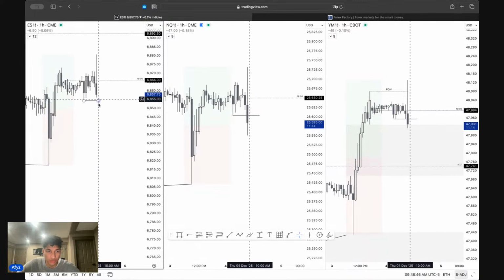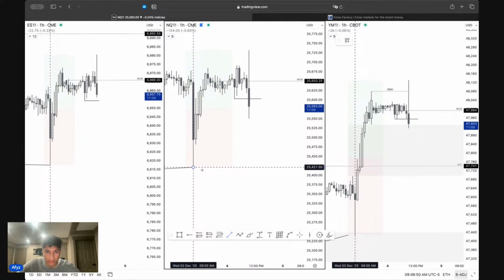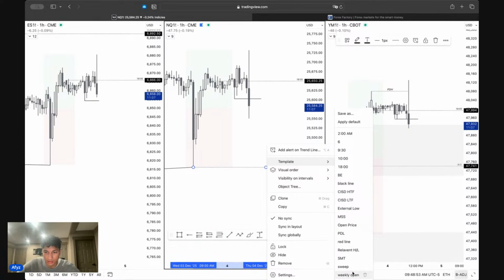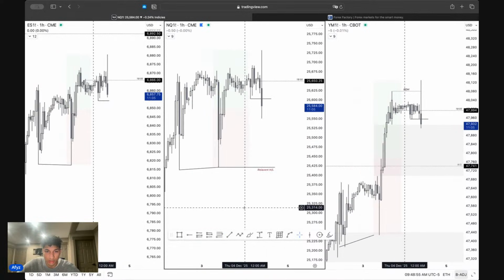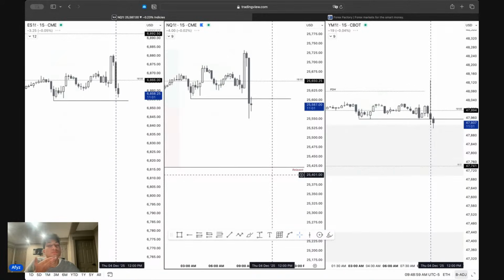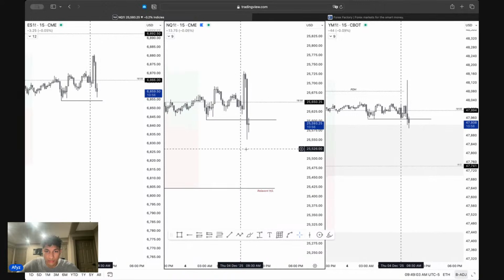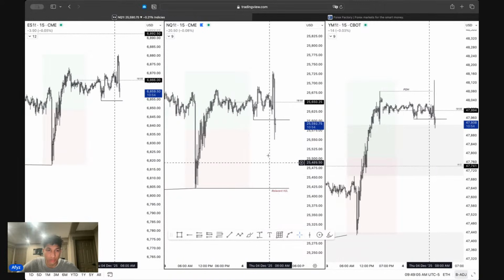You can see ES here is forming a continuation towards these lows. So again, this draw for NASDAQ for me becomes more interesting. It's relative equal lows, right? If I don't see NASDAQ reverse here, that's where I'm going to be trading towards.